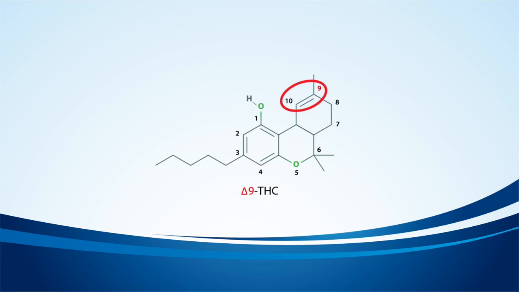When naming things, sometimes we use standardized rules, and other times we might fall back on historical precedent, like how we use delta to refer to the fact that we're describing the location of a double bond. In this case, the double bond extends between carbons 8 and 9, so that makes this isomer Delta 8 THC.